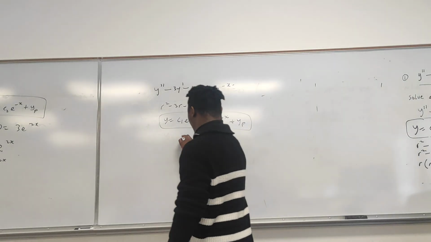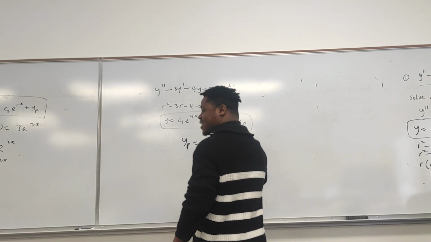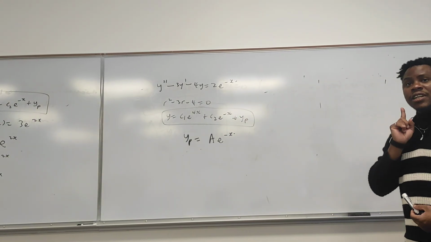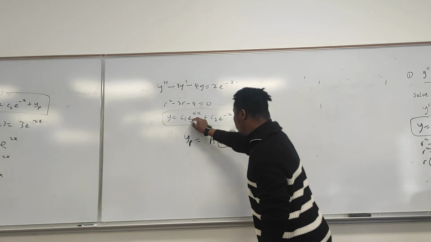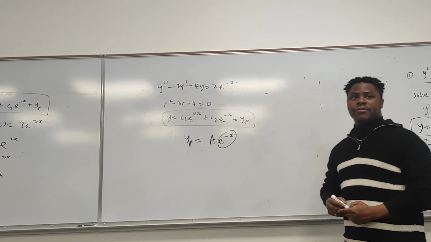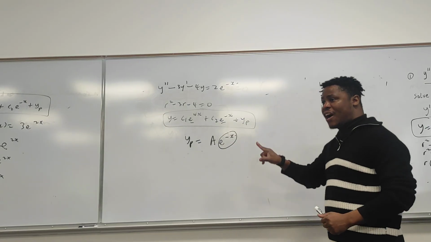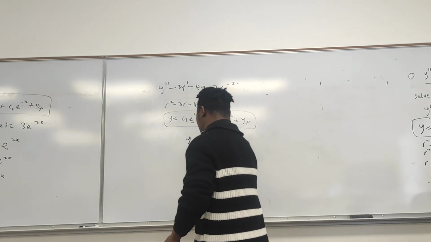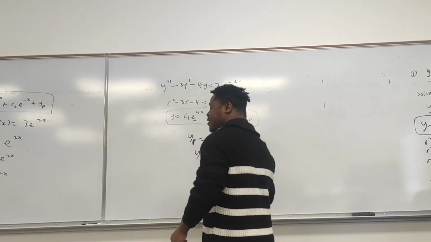So now, our y of p is supposed to be a exponential minus x. But here is a condition. If this exponential appears in one of these solutions, exponential minus x appears in one of these solutions, we won't be able to solve it. So instead, we say y of p is ax exponential minus x. That's the condition.